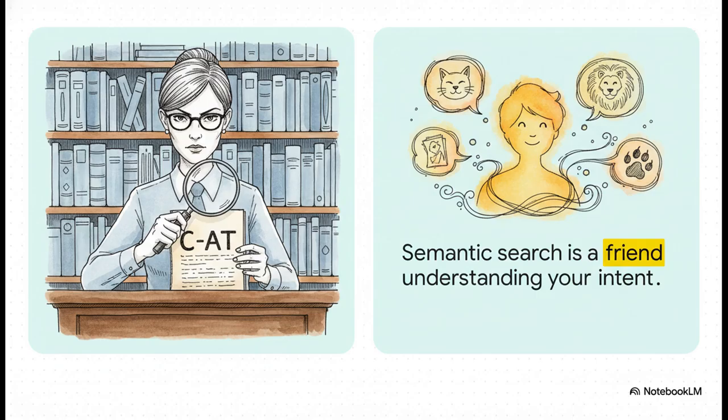Think of it kind of like this. Traditional search is like a very, very literal-minded librarian. You ask for books on felines, and the librarian says, sorry, we only have books on cats. We have 0 books with the word feline. Semantic search, on the other hand, is much more like an intelligent friend who actually grasps your intent. They know that feline and cat mean the exact same thing, even though the words look completely different. Instead of treating text as just empty symbols, we finally started representing them as actual human language.